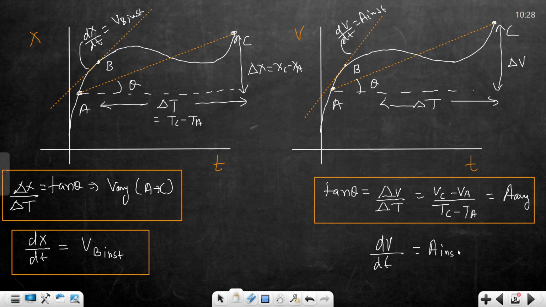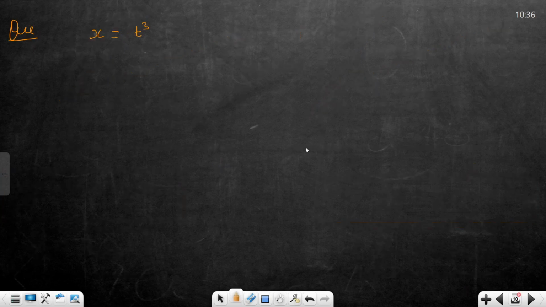So dv by dt simply gives you instantaneous acceleration at that point, at point B. Clear? So this is the simple approach you will apply. Now, x is equal to t cube. That means displacement, the position vector, is a function of time. So in this question you have to calculate, first, the average velocity from t equals 2 to t equals 5 seconds.